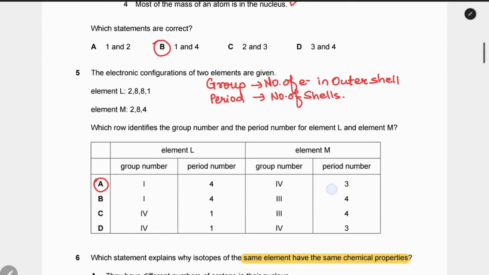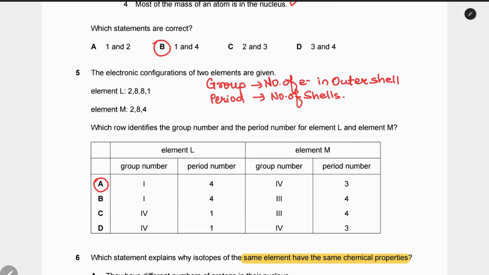The electronic configurations of two elements are given, element L and element M. We need to find the group number and period number. First of all, we must know about the group number and period number. I have written here, group number indicates the number of electrons in the outermost shell. So for any atom, we count how many outermost shell electrons are present for group number. And when we talk about period, we always count the number of shells present in any atom. So let's see for the element L.